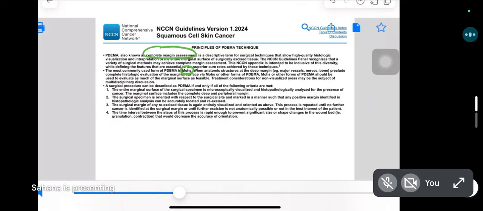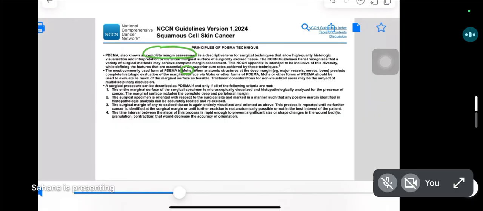This process is repeated until no further cancer is identified at the surgical margin, or until further excision is not anatomically possible, especially when there is proximity to major vessels and nerves that cannot be compromised. The time interval between steps of these processes is rapid enough to prevent significant size or shape changes in the wound bed that would decrease the accuracy of orientation.